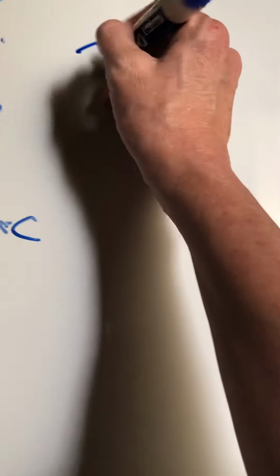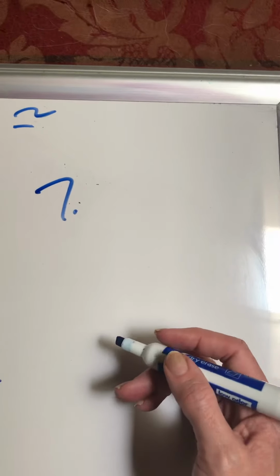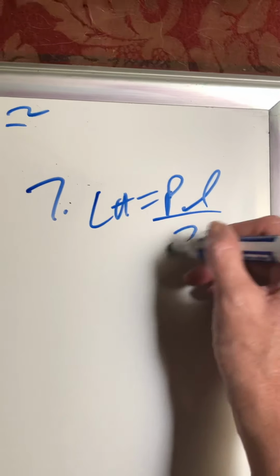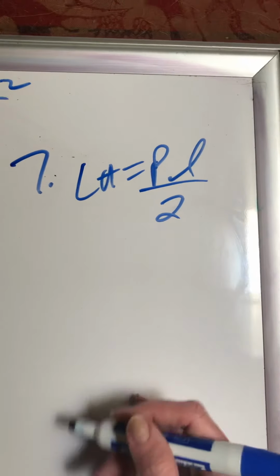So that's number 6. Number 7, you want the lateral area of a regular hexagonal pyramid. Lateral area of a pyramid is the perimeter of the base times the slant height divided by 2, or 1/2 the perimeter of the base times the slant height.